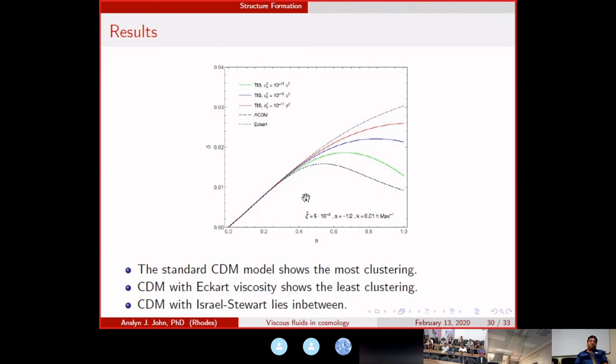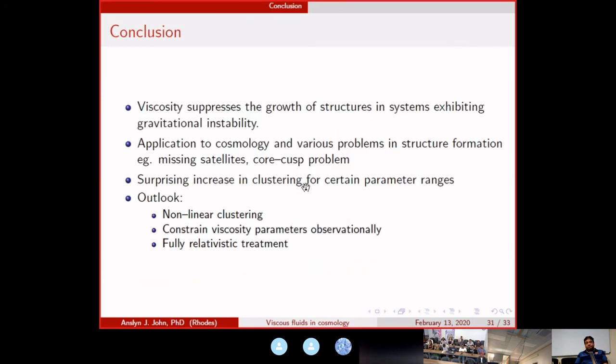Okay, so that's just an example of how viscous hydrodynamics can be used. And you can see we've used a purely Newtonian treatment. Okay, I just want to conclude and talk about some of these results.